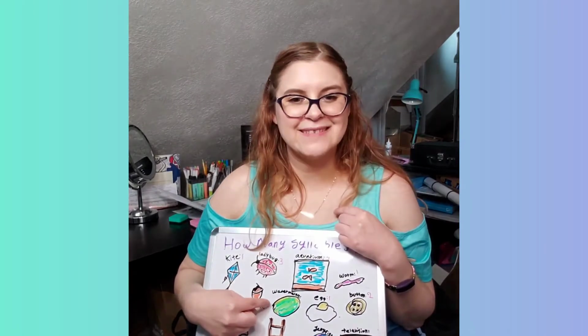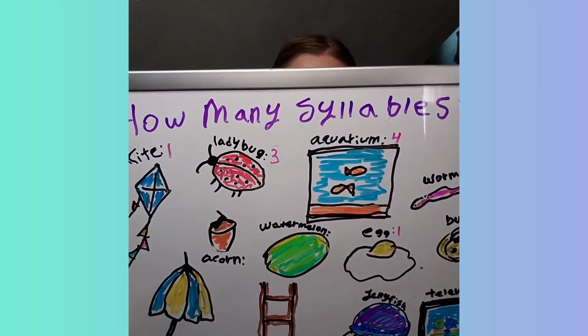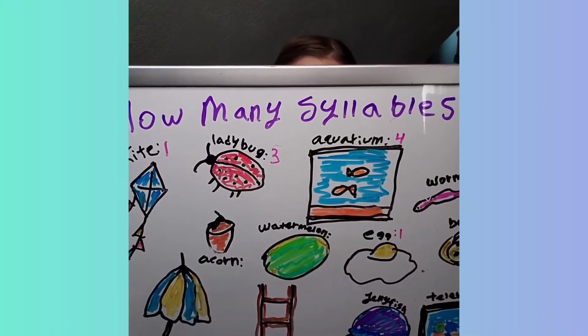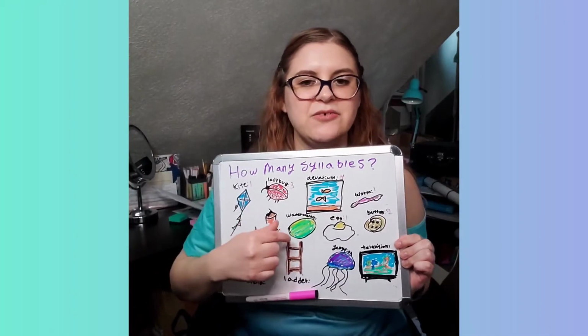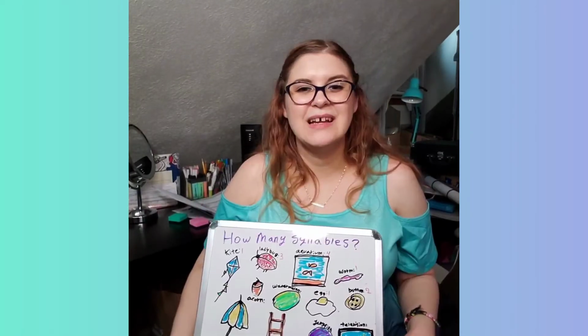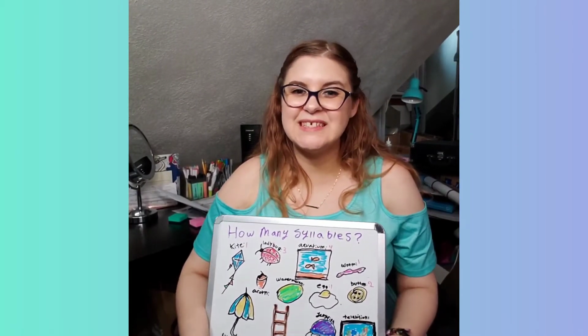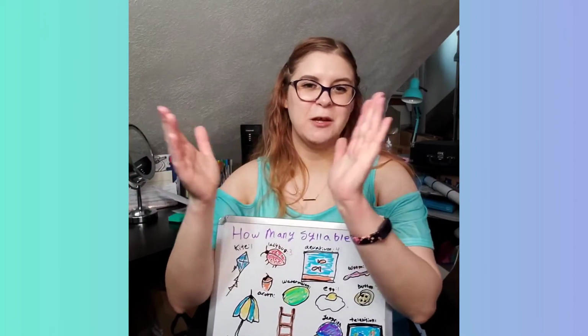Oh, and how about this? This is something that a lot of people eat when it's hot out, but we cut it open first. Do you know what it is? It's a watermelon. Let's clap out the syllables in watermelon. Ready? Watermelon.